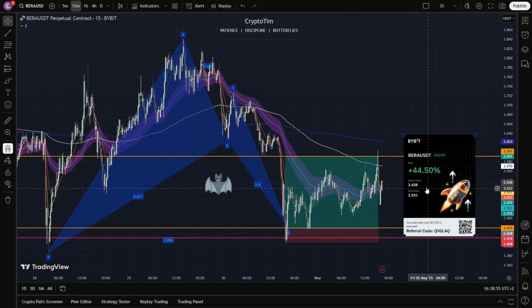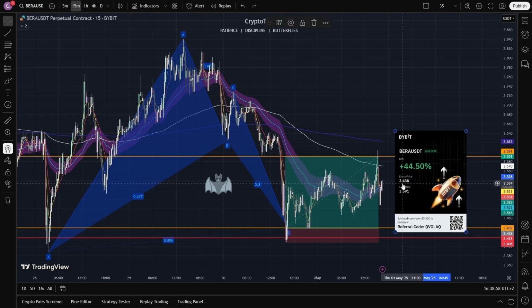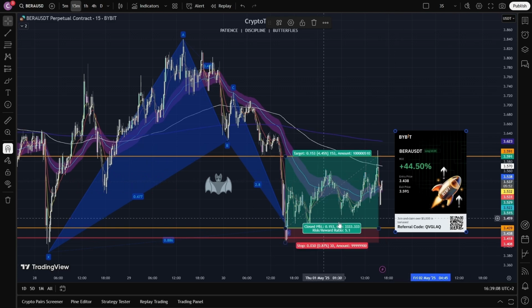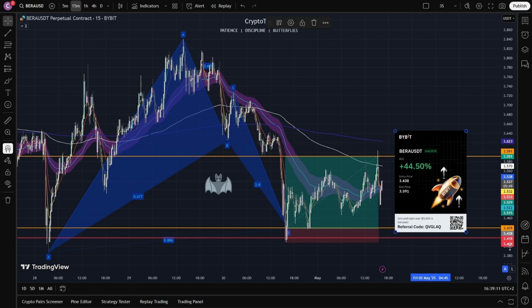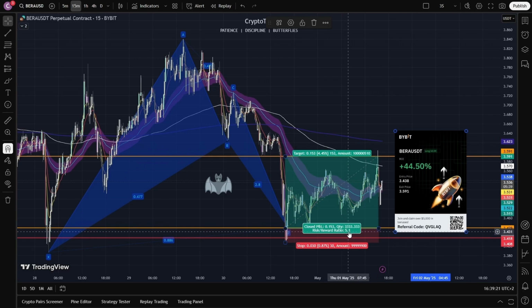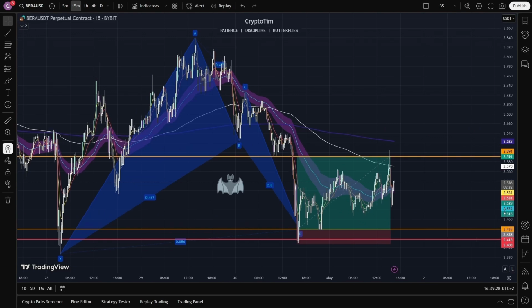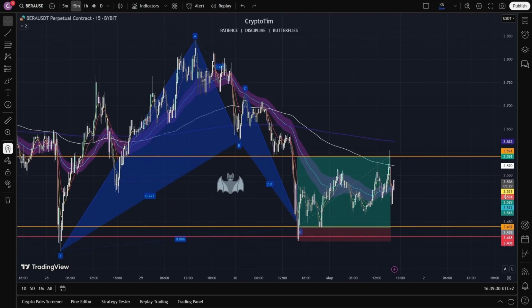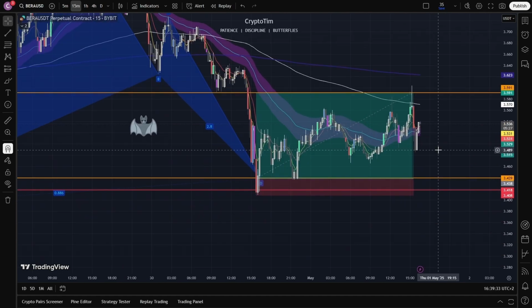First of all, the screenshot of the trade: entry at 3.438, TP at 3.591, and stop loss 3.408, resulting in a 44.5% ROI on 10x leverage, but most importantly for us, a 5.1R trading setup. Now, the first thing that we notice here is the stop loss.